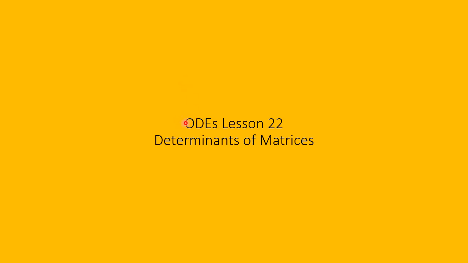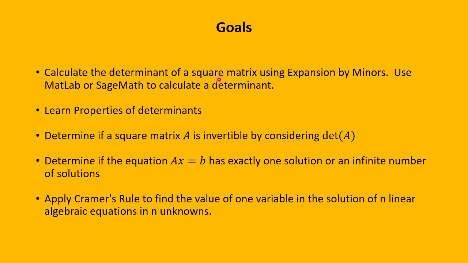Welcome to Ordinary Differential Equations, Lesson 22, Determinants of Matrices. The goals of this lecture are to calculate the determinant of a square matrix using expansion by minors. Only square matrices have determinants that are defined. Use MATLAB or SageMath to calculate a determinant.